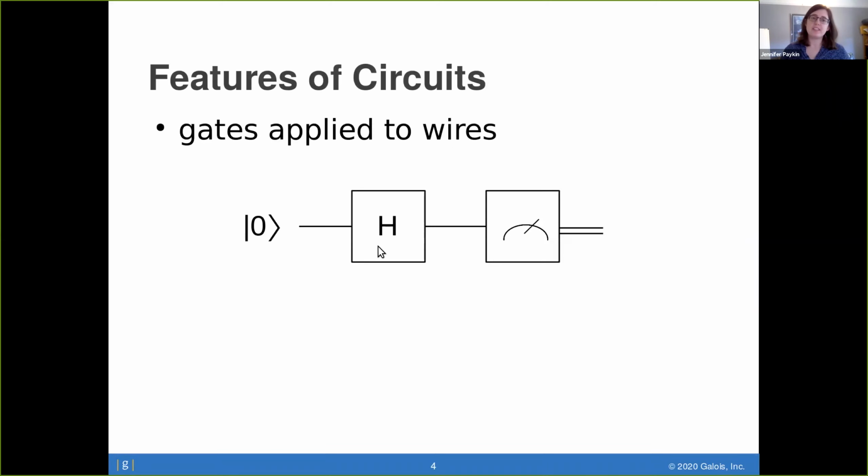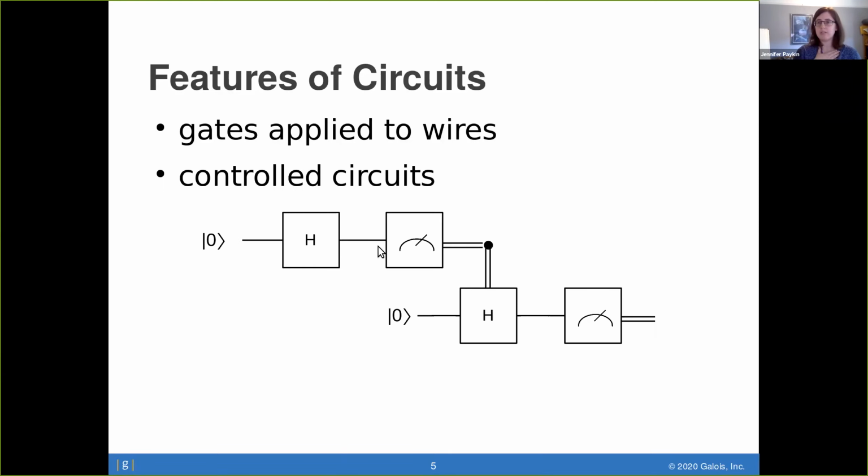As a programmer, if I'm using these circuits to tell the quantum computer what to do, I want to think about what some features of these circuits are. In other words, what are the programming abstractions that I can build on top of them? I said that circuits we could think of as gates applied to wires, and that's true, but there are other layers of abstraction that you can layer on top of these.